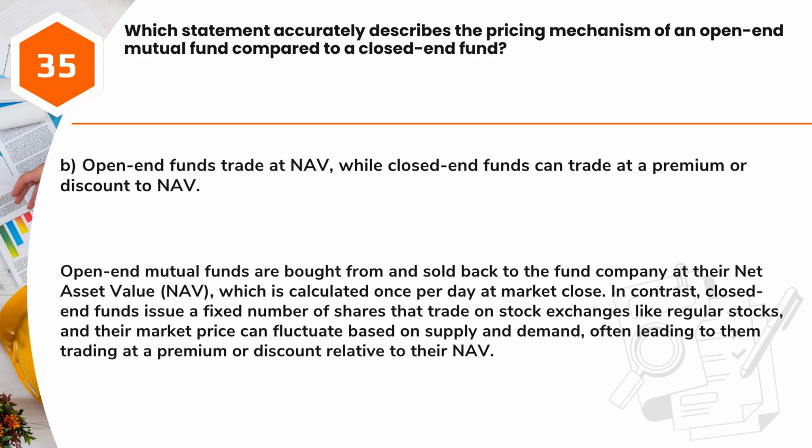Answer, B. Open-end funds trade at NAV, while closed-end funds can trade at a premium or discount to NAV. Open-end mutual funds are bought from and sold back to the fund company at their net asset value, NAV, which is calculated once per day at market close. In contrast, closed-end funds issue a fixed number of shares that trade on stock exchanges like regular stocks, and their market price can fluctuate based on supply and demand, often leading to them trading at a premium or discount relative to their NAV.